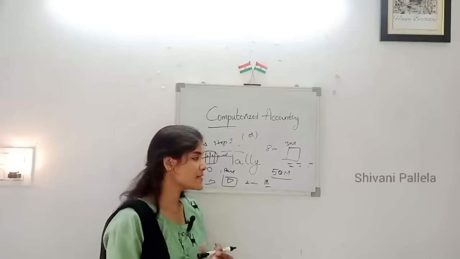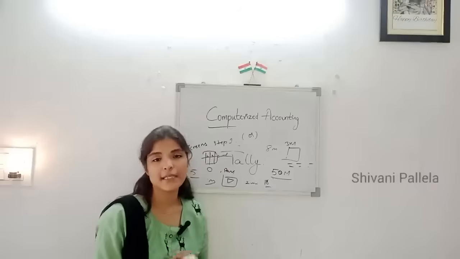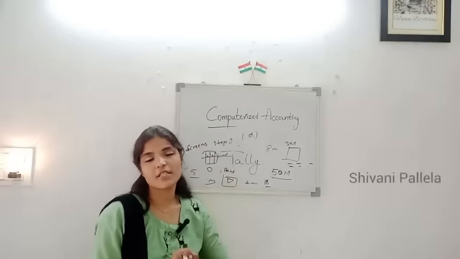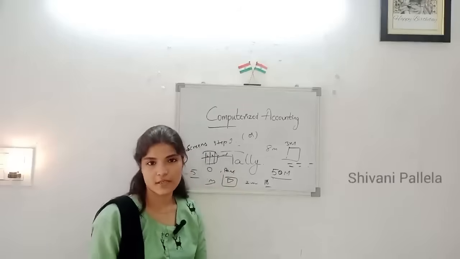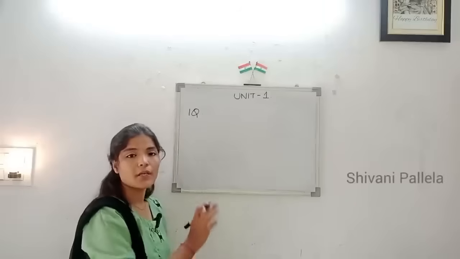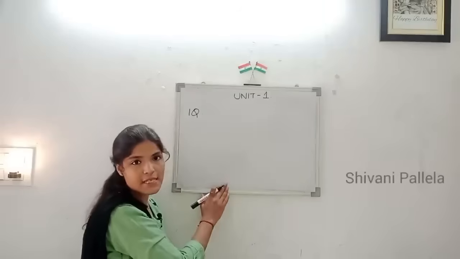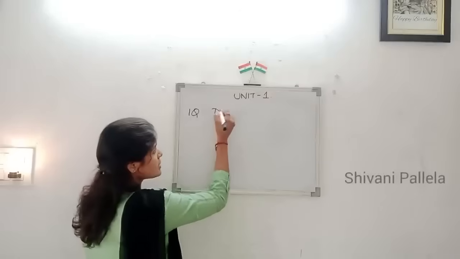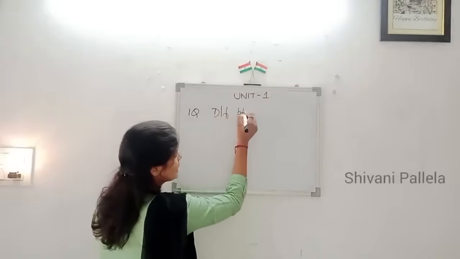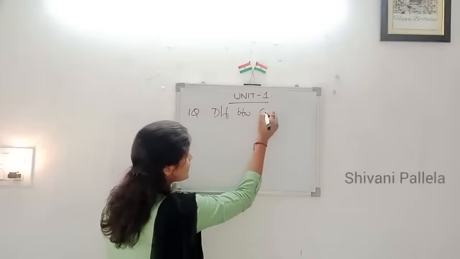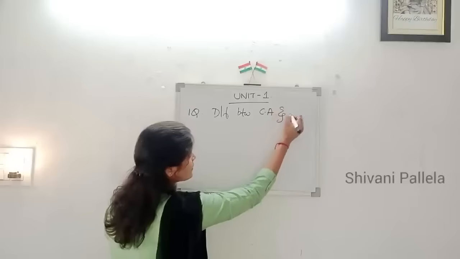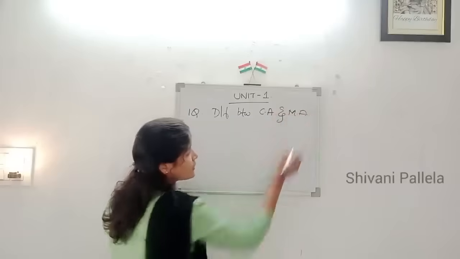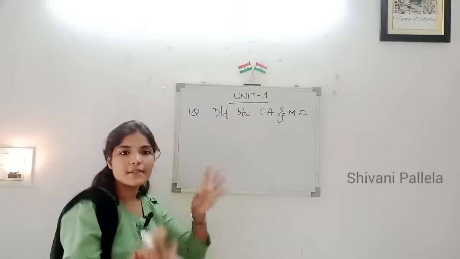So now we will discuss unit number 1 in the Tally subject. What the questions are, what the screens are, everything we will discuss now. In unit number 1 of the Tally subject, I have given one important question: differences between computerized accounting and manual accounting. This answer is purely theoretical.